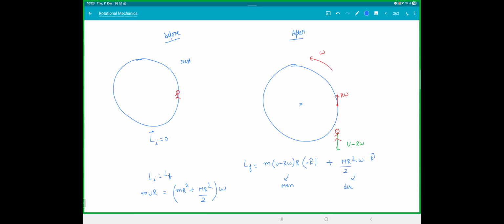All clear with this? Yeah, I think most of you got the same. So be careful with that. Relate it to the same concept which we did in the momentum chapter.